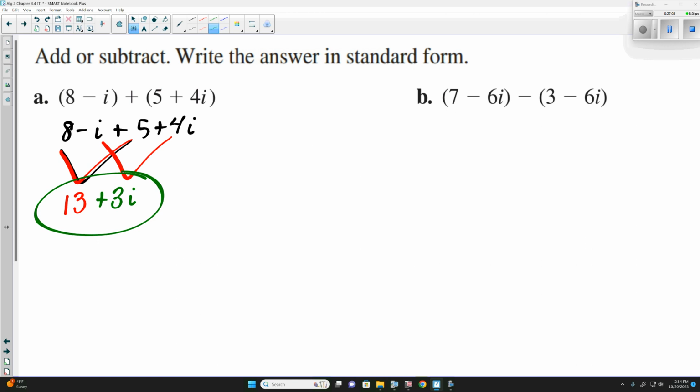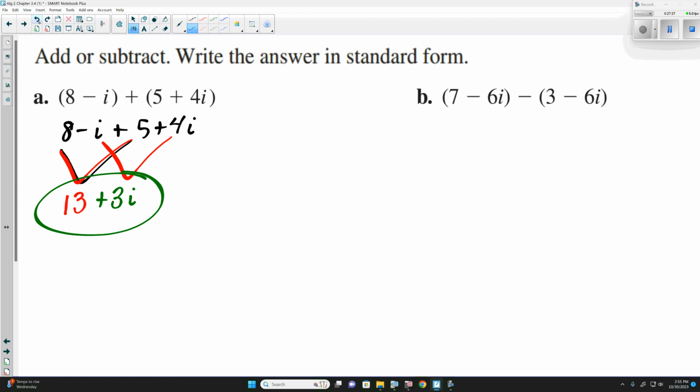Yep. And for the most part, we can treat i almost like a variable, but it does have a value. Well, we can't really add it because we're saying 13 plus 3 square roots of negative 1. They're not like terms, so we can't combine them. That is the final answer, yeah.